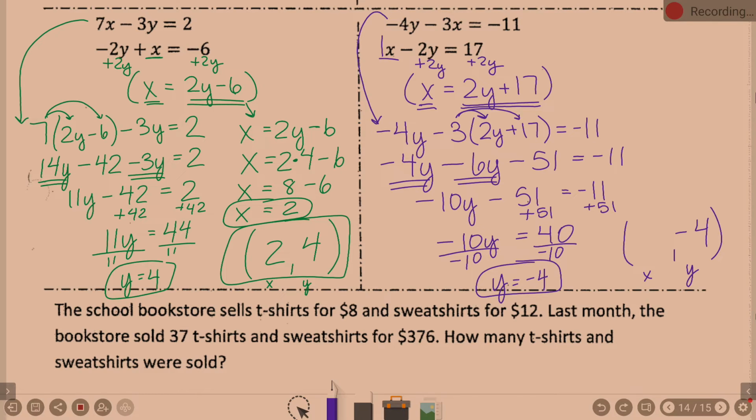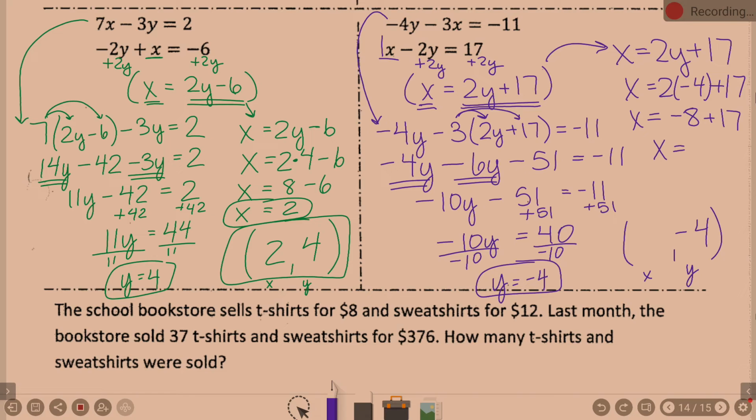How do I find x? I don't agree with you. Hold on. X is going to be 2y plus 17. So 2 times negative 4 plus 17. 2 times negative 4 is negative 8. And negative 8 plus 17 is 9. So we have a final answer of 9, negative 4.